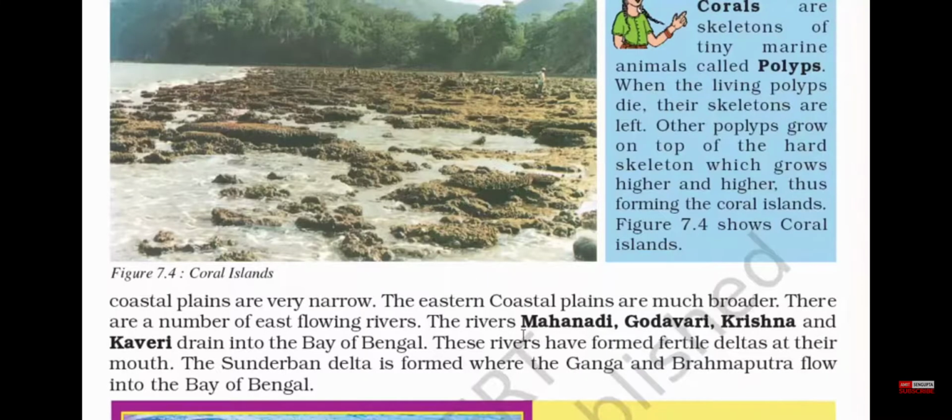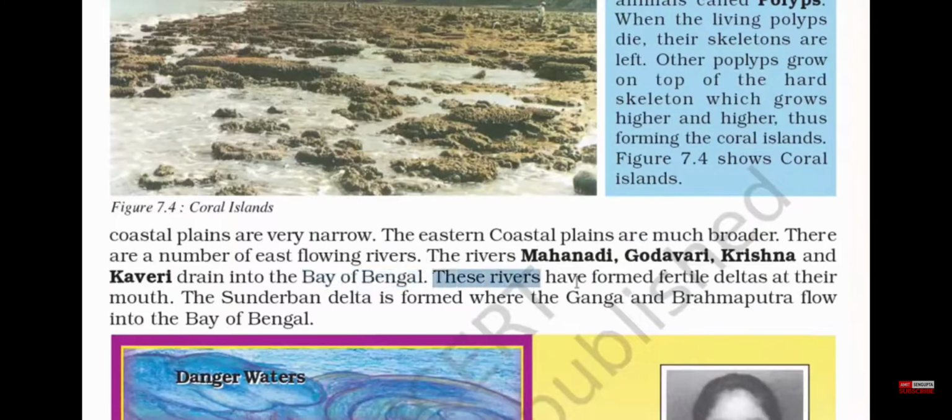Some of the east flowing rivers in India are Mahanadi, Godavari, Krishna and Kaveri. They drain into the Bay of Bengal. All the rivers that drain into the Bay of Bengal are called the east flowing rivers. Now these rivers have formed fertile deltas at their mouth. The Sundarban Delta is formed where the Ganga and Brahmaputra flow into the Bay of Bengal.